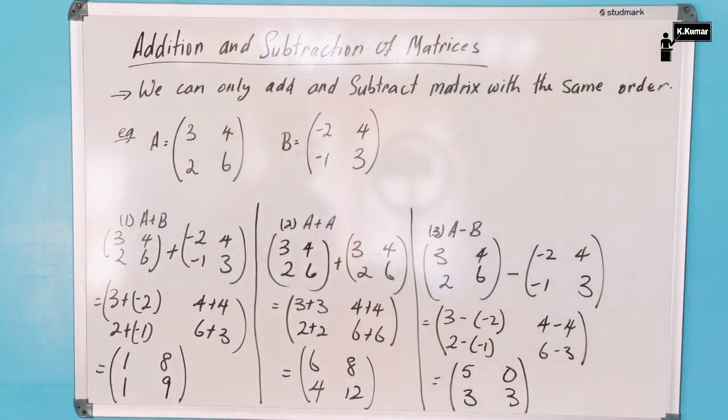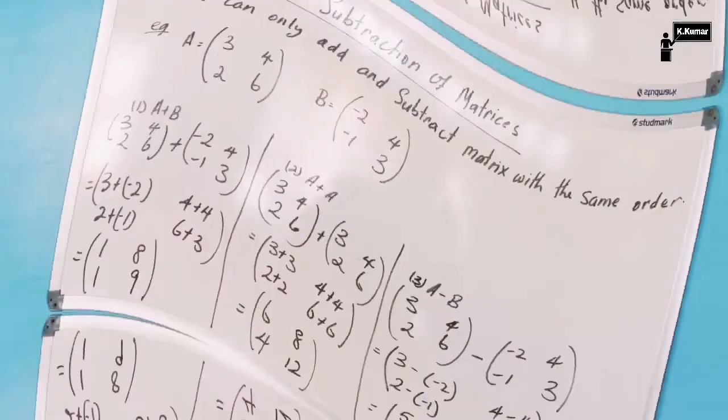So remember, the order must be the same in order for you to add or subtract. And when you're adding or subtracting, you're going element to element. So the first element in the first row is added to the first element in the first row of the second matrix, and so on. So remember that part. When you're adding and subtracting, we can only add and subtract matrices with the same order.